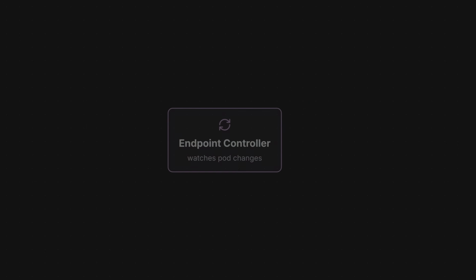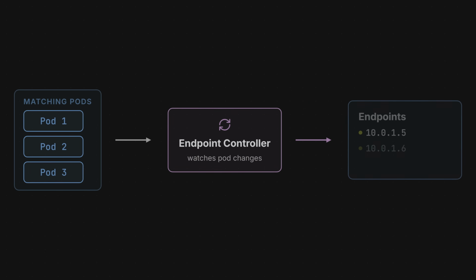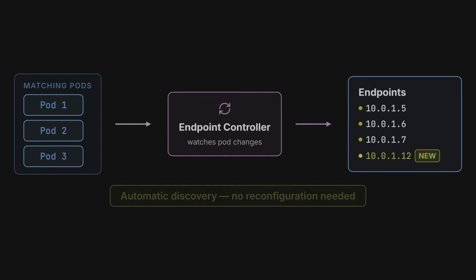You might be thinking how the service knows which pods are alive. There's a controller, the endpoints controller, watching for pod changes. When a new pod appears with matching labels, it gets added to the service's endpoint list. When a pod disappears, it gets removed. You don't reconfigure anything. It happens automatically.